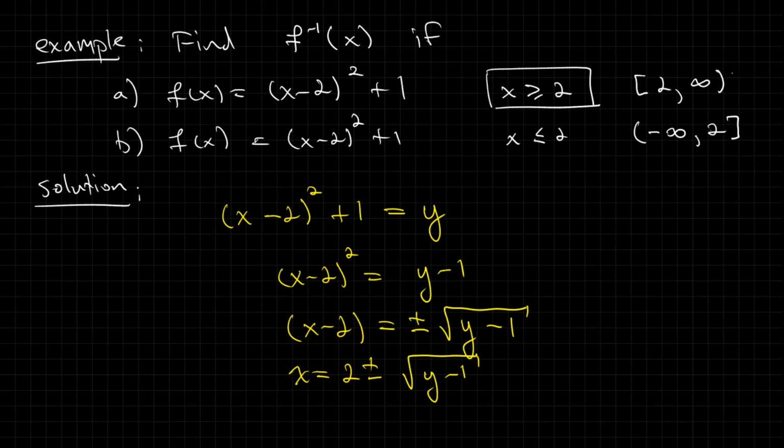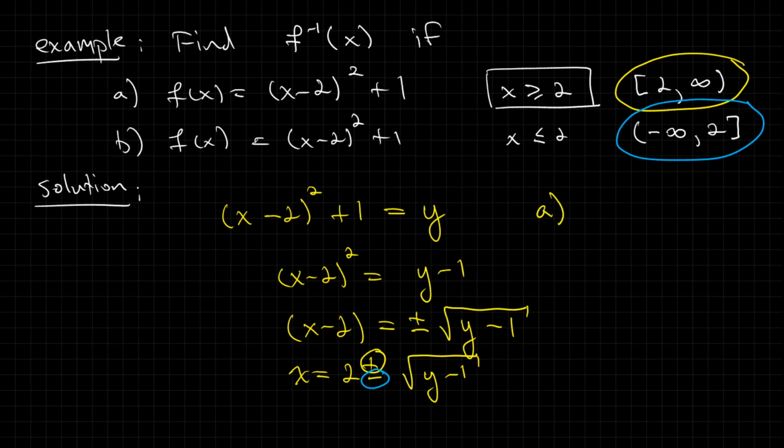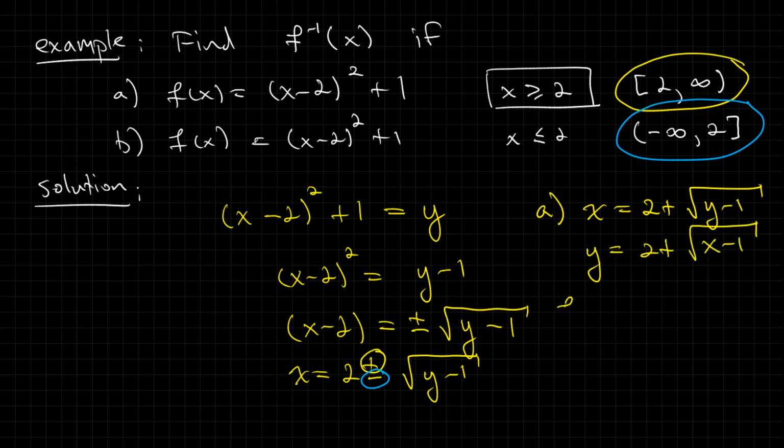In the first example, in part A, we need x values that are bigger than or equal to 2. So we're going to use the plus. But in the second example, we need x values which are less than or equal to 2. So we'll use the minus. So for part A, we'll have that x is equal to 2 plus the square root of y − 1. And then we'll go ahead and switch y and x. So we get that y is 2 plus the square root of x − 1. And this will be our inverse function. f inverse of x for part A is equal to 2 plus the square root of x − 1.